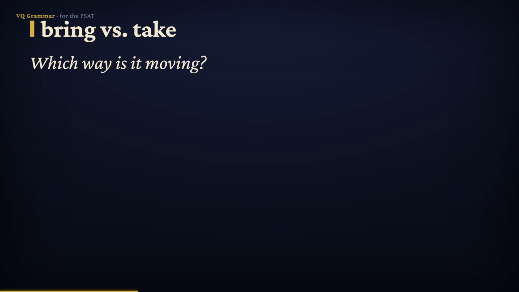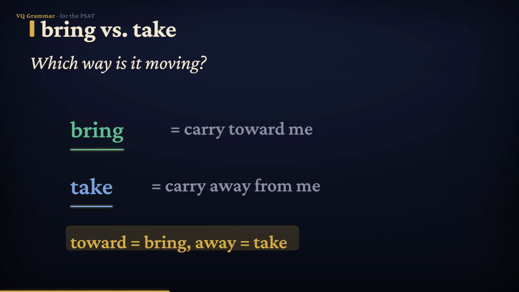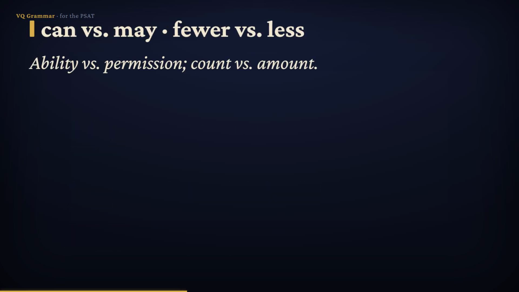Third pair, bring and take. Bring means to carry toward the speaker. Bring your photos to my house, toward me. Take means to carry away, off to a more distant place. Take this package to the mailroom, away from me. The direction is the whole game. If it comes toward you, it's bring. If it goes away from you, it's take. Toward, bring, away, take.